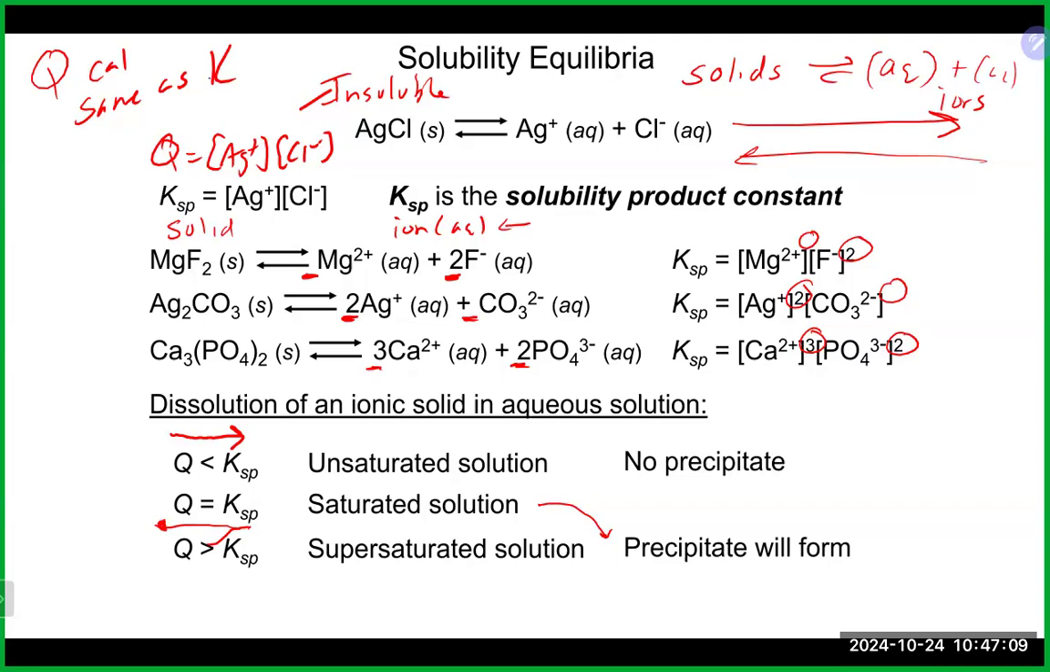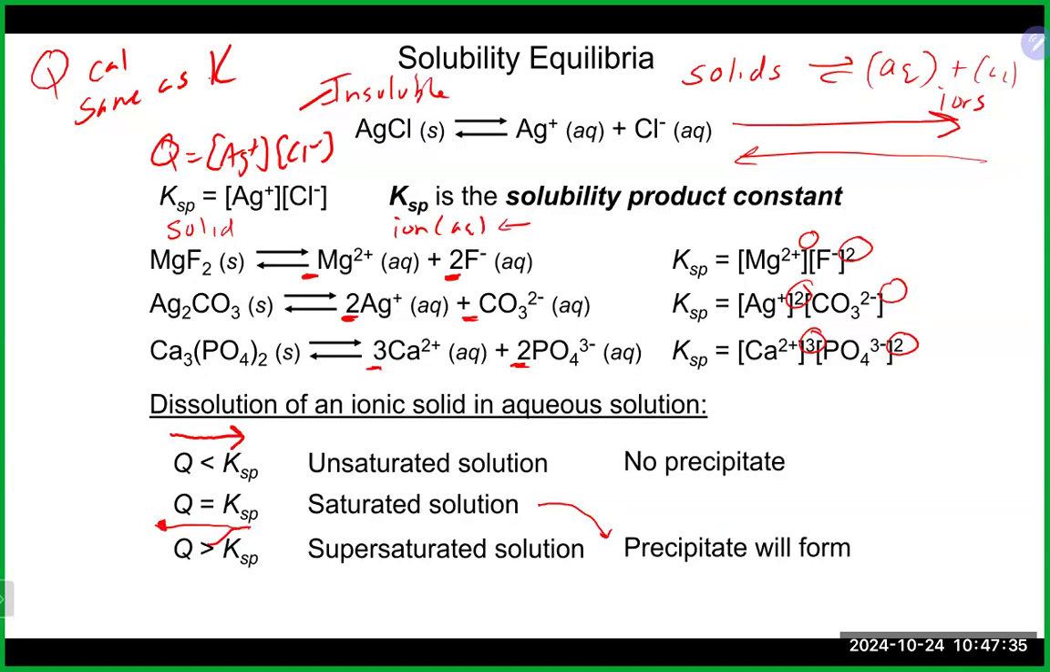So we could calculate Q if we have enough information and compare it to the Ksp value, and we could actually make a prediction as to whether or not we will see a solid form. Again, this goes back to the idea I talked about a second ago, that although solubility rules may say that we get a solid, something like concentration plays a really important role. Any questions on that?